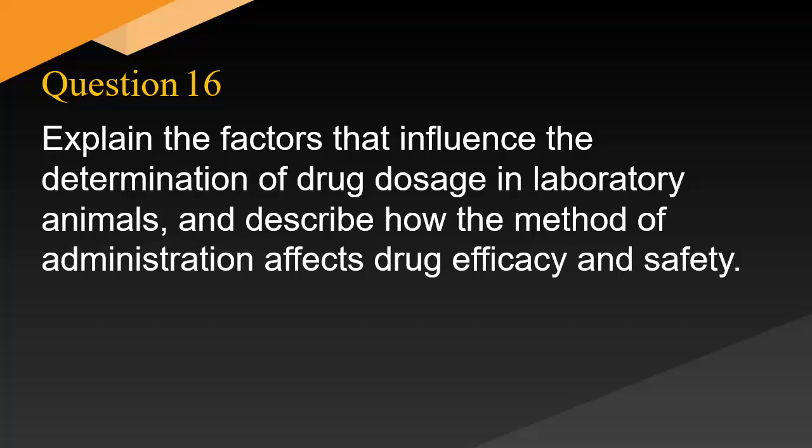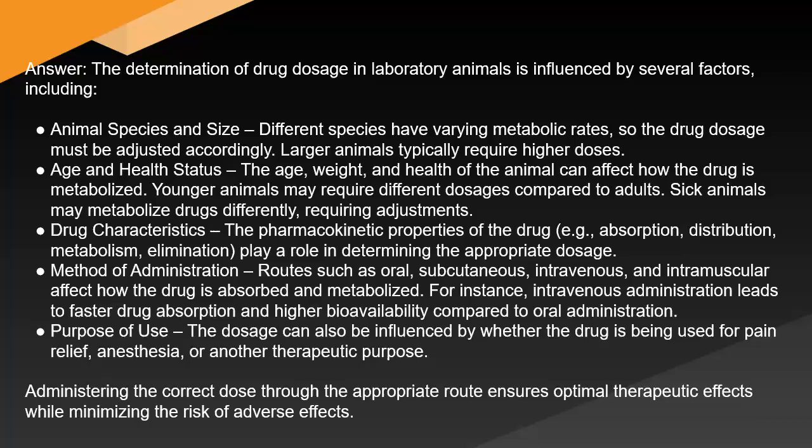Explain the factors that influence the determination of drug dosage in laboratory animals, and describe how the method of administration affects drug efficacy and safety. Answer: the determination of drug dosage in laboratory animals is influenced by several factors, including animal species and size. Different species have varying metabolic rates, so the drug dosage must be adjusted accordingly. Larger animals typically require higher doses.